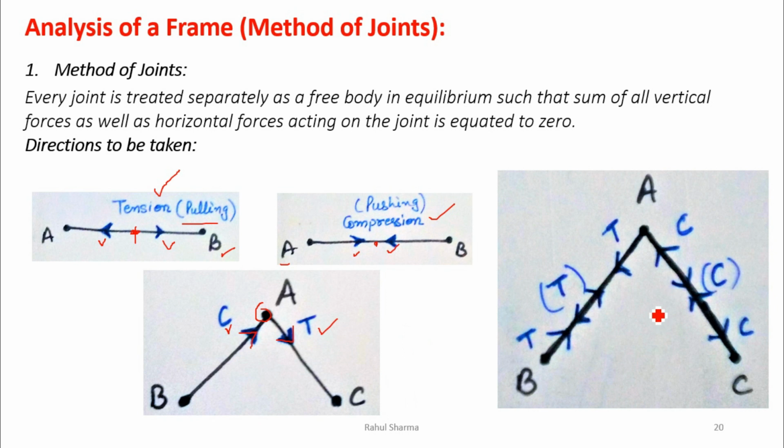Now this is the combination, we can say, when we have to take the direction of forces in members as well as in joints. You can see here joint A is under tension, so we are taking the direction away, and it is under compression towards the joint. Similarly, for the member, this is the direction for compression, towards the midpoint.